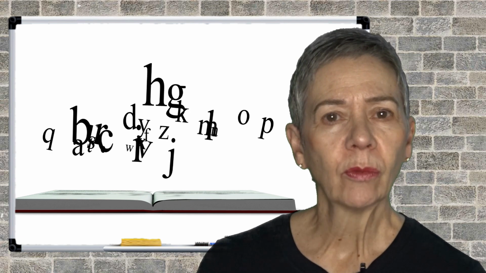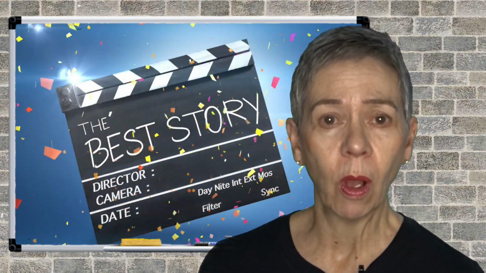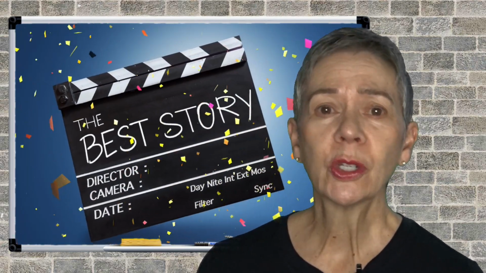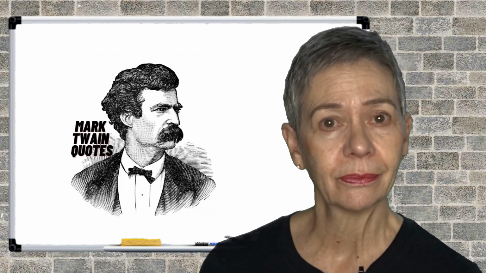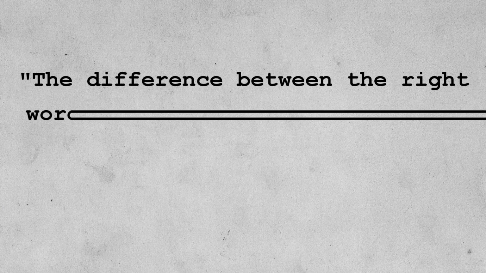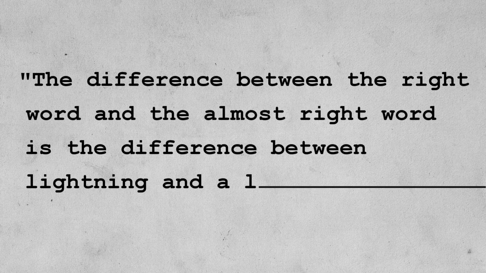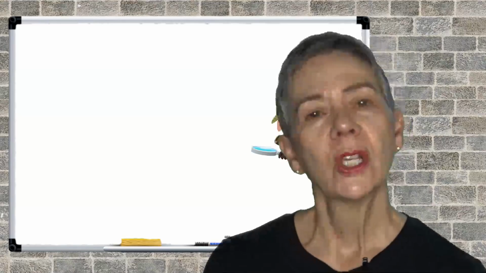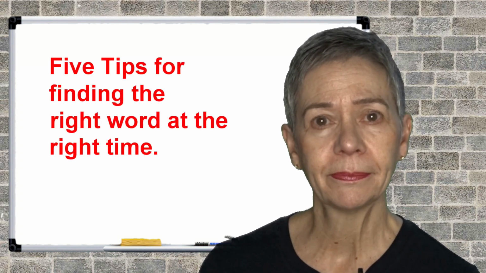Finding exactly that right word is fundamental to your readers having the very best experience and getting the story that you want them to get. Now, I'm sure you've heard this before, but Mark Twain probably put it most famously when he said this: "The difference between the right word and the almost right word is the difference between lightning and a lightning bug." So how do you find that right word when you've got it almost right but not quite? Well, I have some tips for you to help you find the right word at the right time.